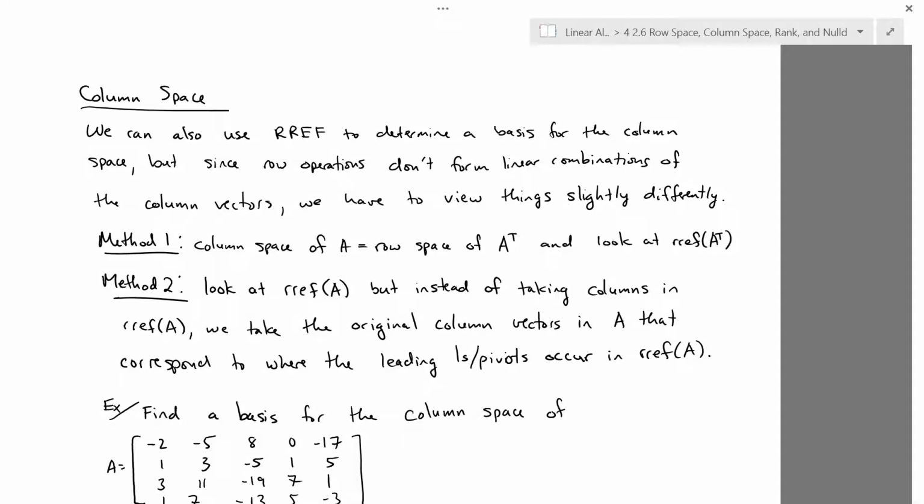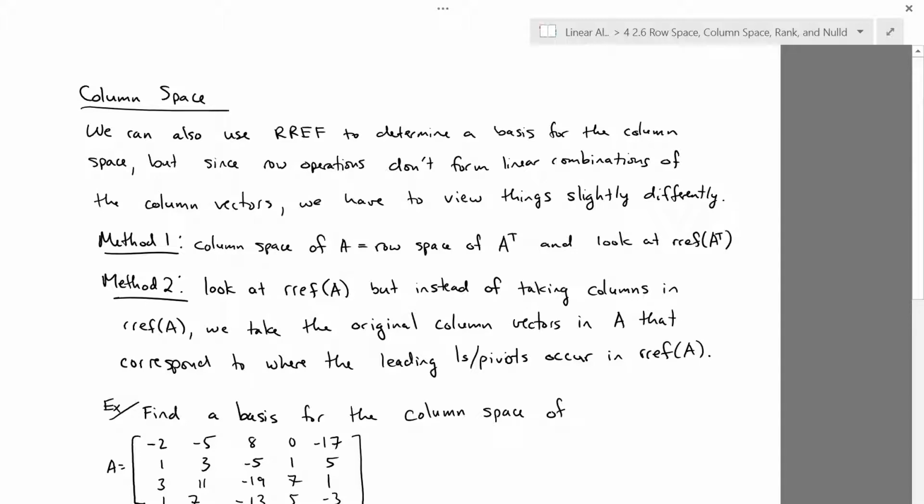Okay, so now let's turn our attention to what's called the column space. That's the subspace of Rm generated by the column vectors of a matrix. To determine a basis for the column space, we can again look at the row reduced echelon form of the matrix. However, because row operations don't form linear combinations of the column vectors, we have to view things slightly differently when looking at the column space. So there are going to be 2 methods to find a basis for the column space.